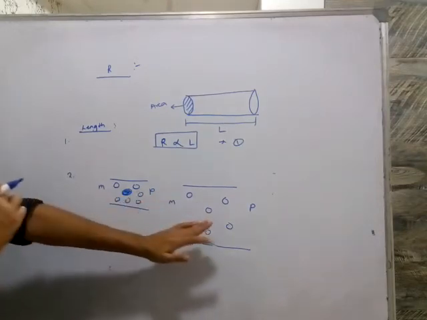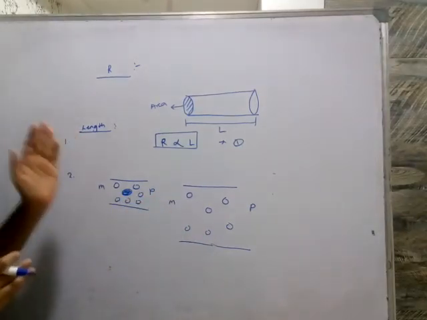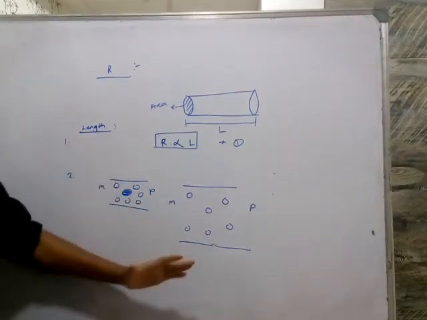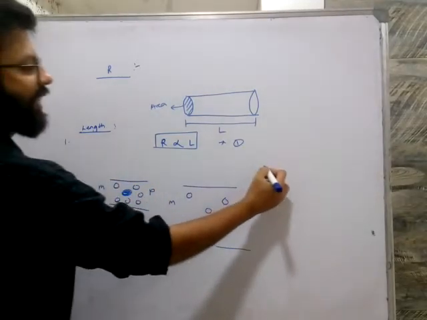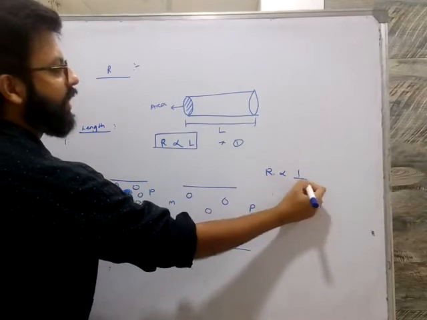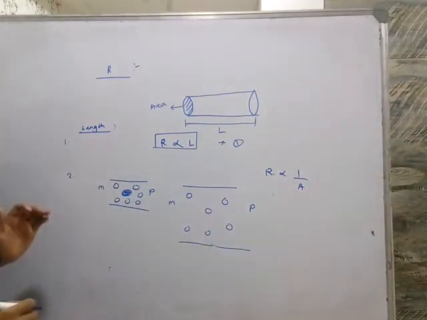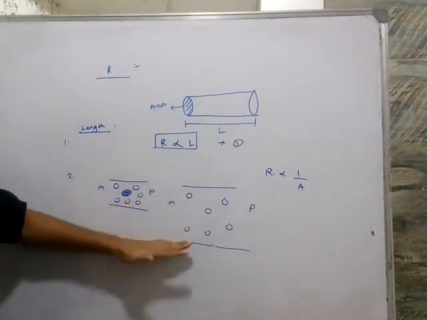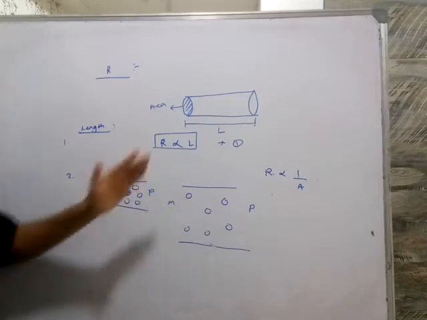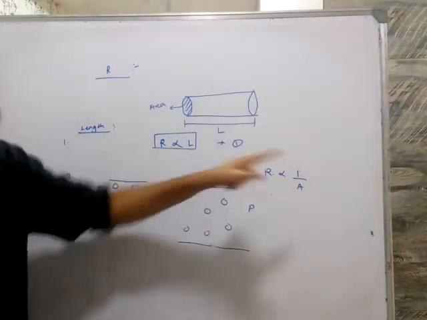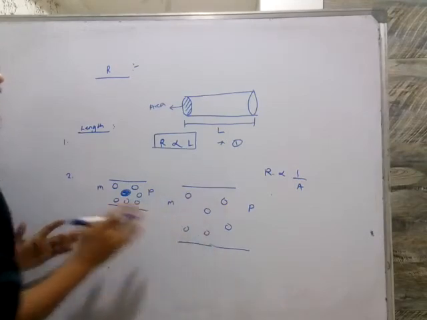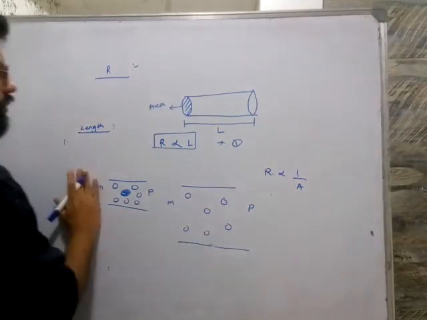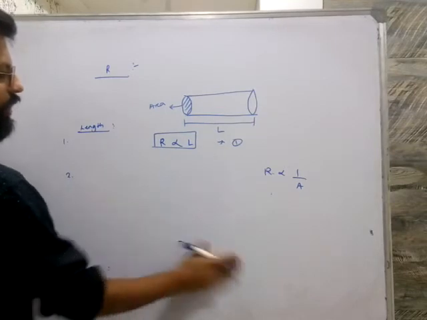So if the area of cross section is more, then the resistance will be less. We can say that resistance is inversely proportional to the area of cross section. If the area is more, the resistance will be less, so resistance is 1 by A. If we have increased the area, then the resistance is less. Now we will combine these two equations.